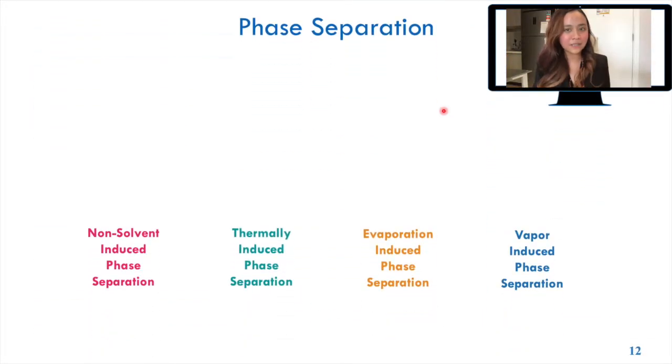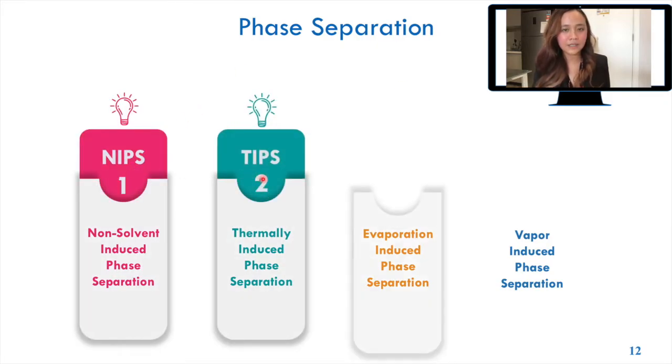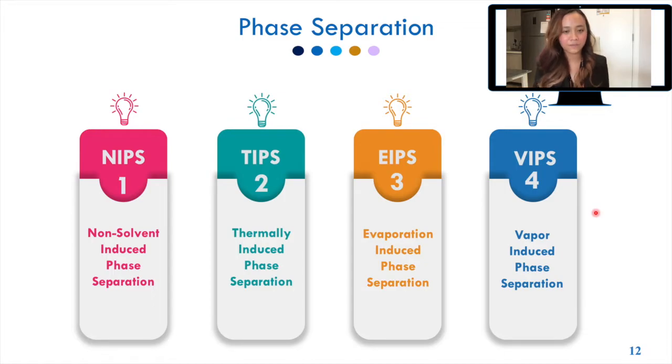Of the 4 methods, which include non-solvent induced phase separation (NIPS), thermally induced phase separation (TIPS), evaporation induced phase separation (EIPS), and vapor induced phase separation (VIPS), or the combination of these methods. However, in this research study, I will be focusing more on the fabrication of membranes via VIPS.